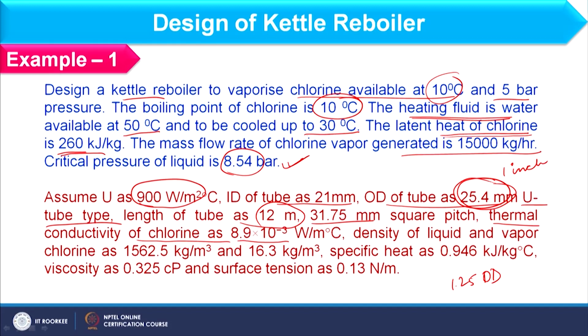and further we have thermal conductivity of the chlorine as 8.9 × 10⁻³ watt per meter degree Celsius. Density of liquid and vapor chlorine are given like this and this. Further we have specific heat of the chlorine like this, viscosity is given, and finally we have the surface tension. So, you see all properties are given to us, okay. So, let us start the design of kettle reboiler.